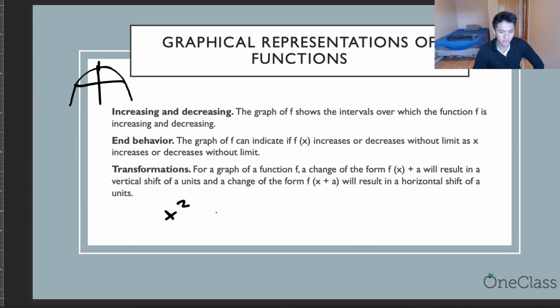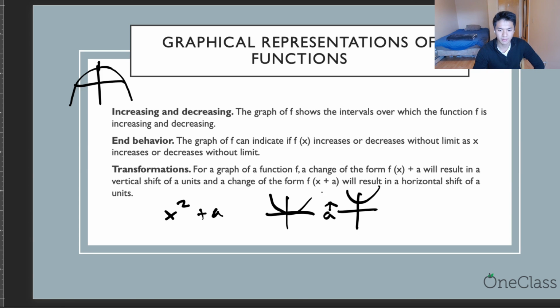So if you have x squared as your original equation, and then you add a, then it would go from something like this to something like this, right? That's going to be a vertical transformation where there's that increase by a, right? If you want a horizontal shift, it's a little bit more complicated.